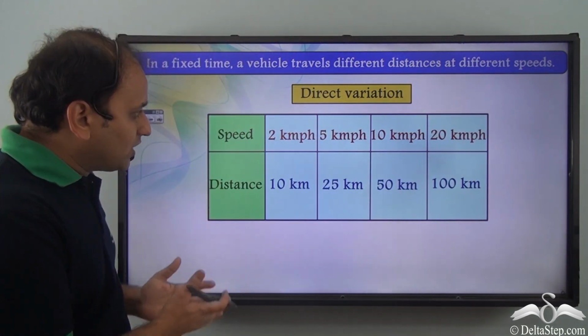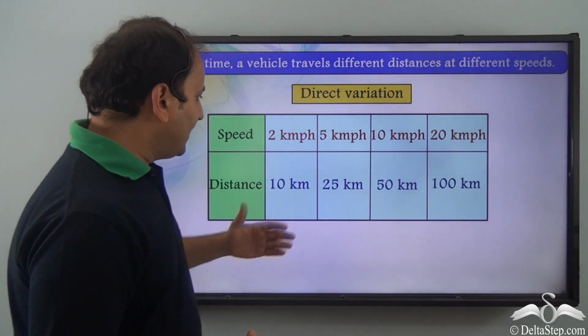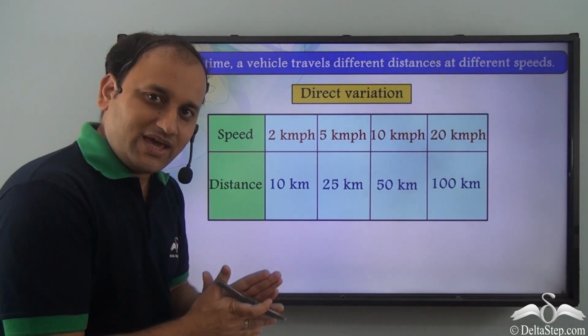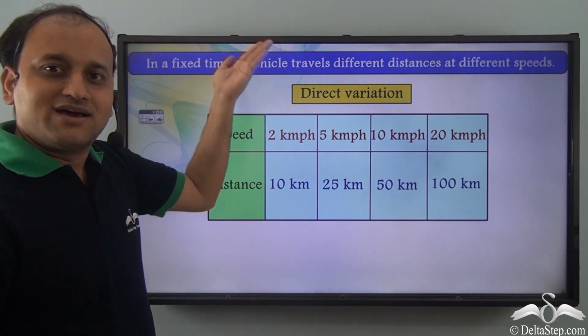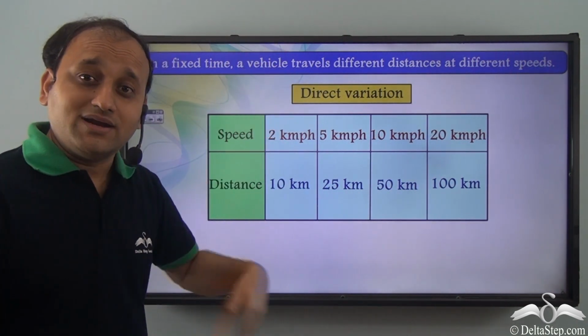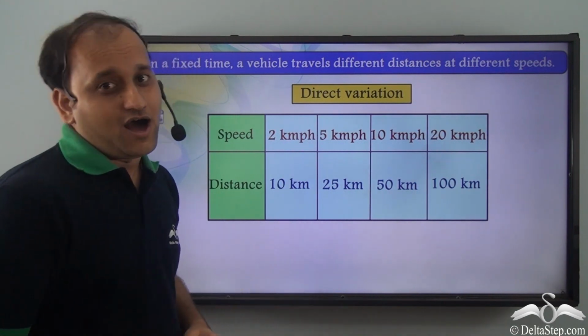And this is what is direct variation, when one quantity and the other quantity are related in such a way that increase in one results in increase in the other, or decrease in one results in decrease of the other.